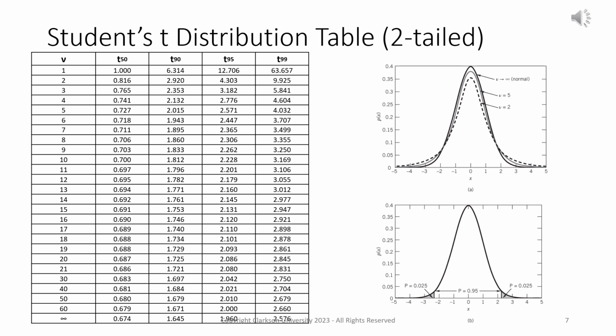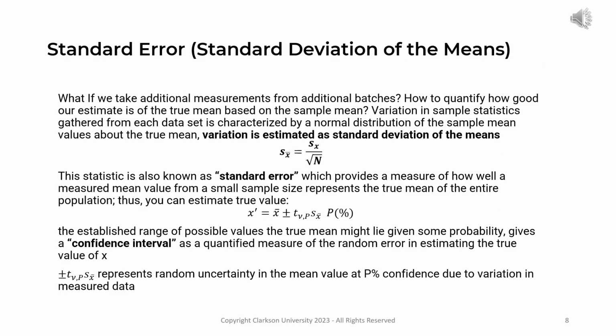Here, for nu equals 10 and 95% probability, the area falls between minus t and plus t, with 2.5% of the area to the right of t and 2.5% to the left. We point out that for very small sample sizes, n less than 10, the calculated statistics can be quite misleading. In that situation, other information regarding the measurement may be required, including additional measurements.